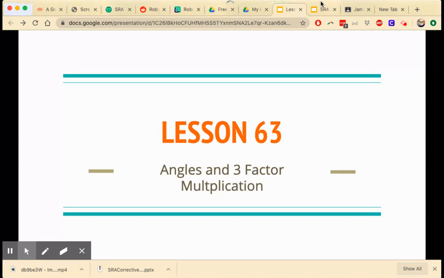We're going to do another ed puzzle, and today we're taking a break from word problems, and we're going to talk about two things. One is angles, and the other is three-factor multiplication. All right, two pretty straightforward things that I hope will be easy. Here we go.